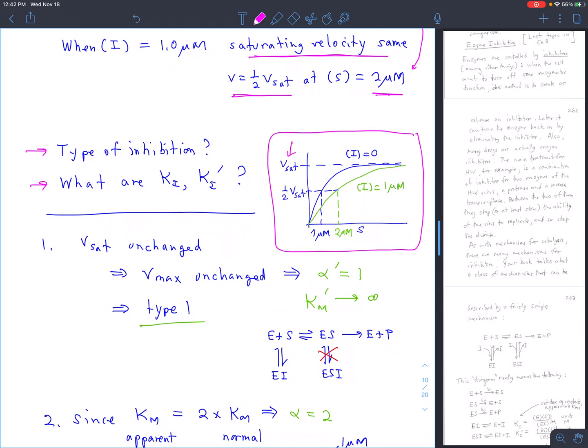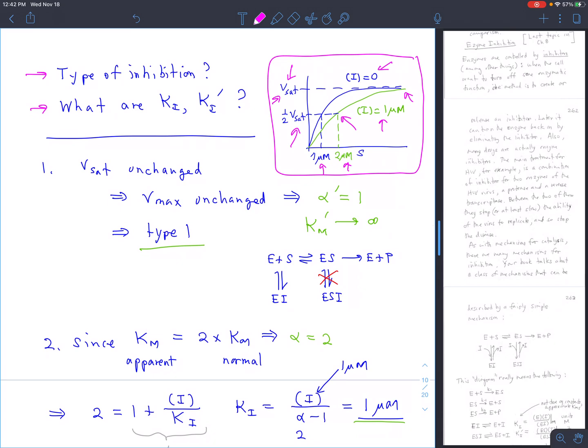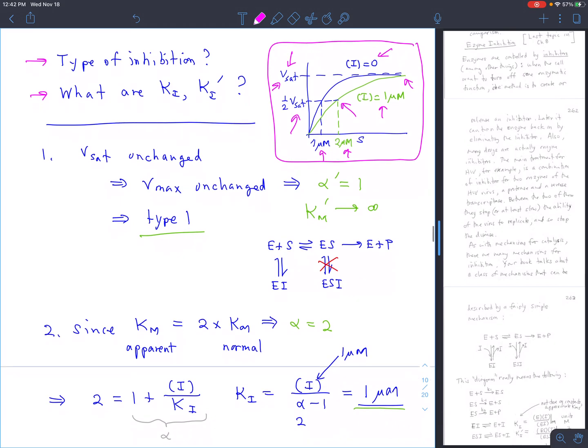Here's the saturating value when there's no inhibitor present. Here's the half saturating value when you're at 1 micromolar. Now you put some I in, and notice that it still gets as high. So the saturating value is unchanged. But you had to go out to twice as high a value of S in order to get the half saturating velocity.